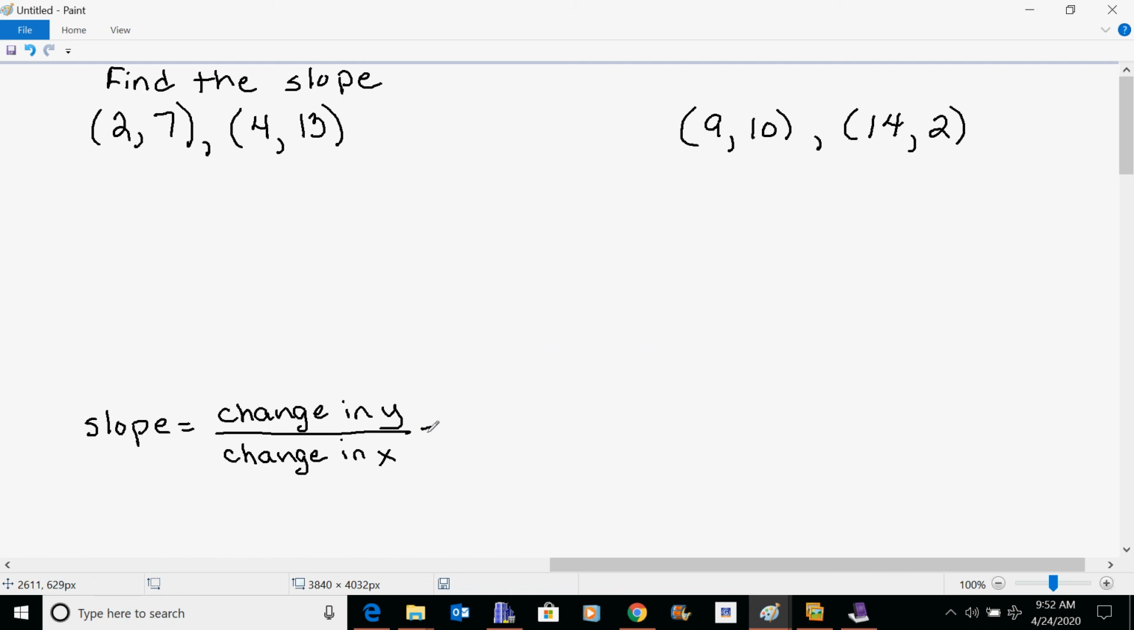If you have a change in numbers, it means that you can find their difference, which means subtract. So we're going to be subtracting the two y values. The way that this looks is we take the second one minus the first one over the second x value minus the first x value. And that will give you the change.